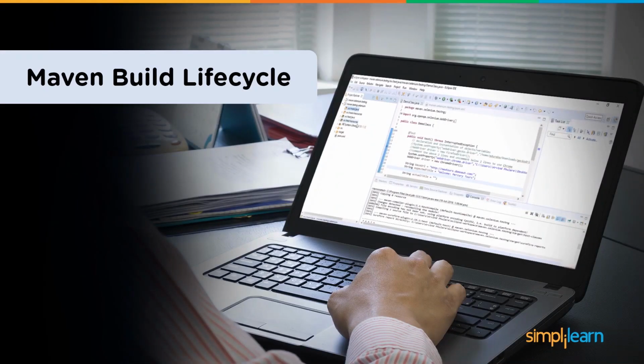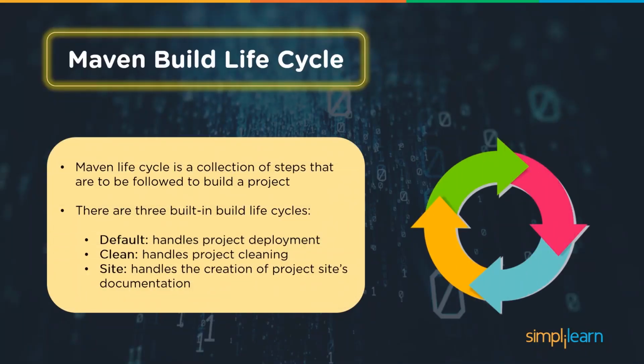Now let's talk about the overall build lifecycle of Maven here. The Maven build lifecycle is a collection of different steps which is followed to perform build automation for a specific project. There are pretty much 3 built-in lifecycles. First one is default, which handles the project deployment. Second is clean, which handles the project cleaning, and then we have site, which handles the creation of the project site documentation. So these are the 3 built-in lifecycles available at the Maven level, which you can utilize to perform various kinds of step execution for your project.